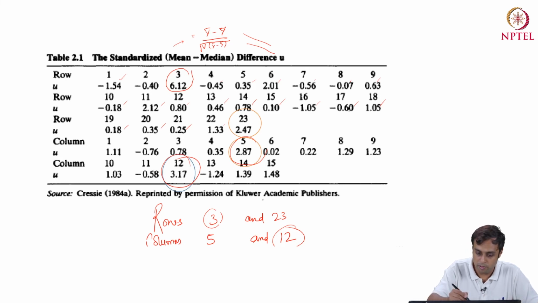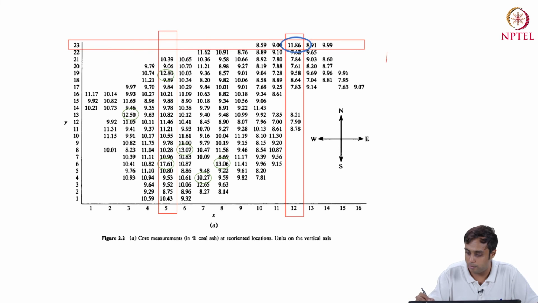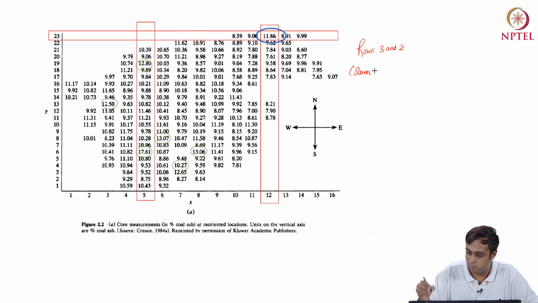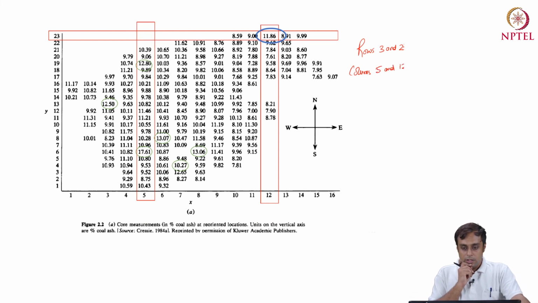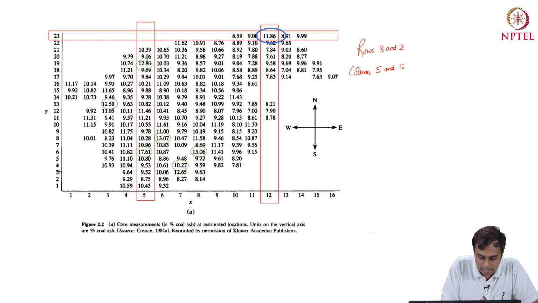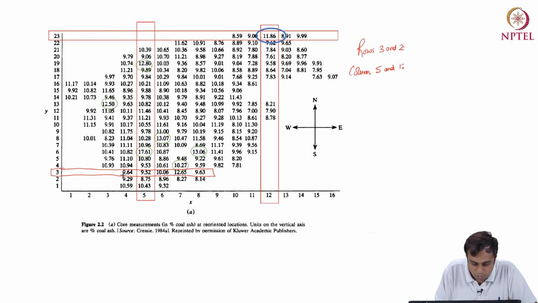Okay, so let's make sure we remember these values. I'm going to look at rows 3 and 23 and columns 5 and 12, yes, 5 and 12. So row 3 is right here. I go through row 3, I have 9.64, 9.52, 10.06, and then a higher value of 12.65. Okay, a candidate for an outlier.